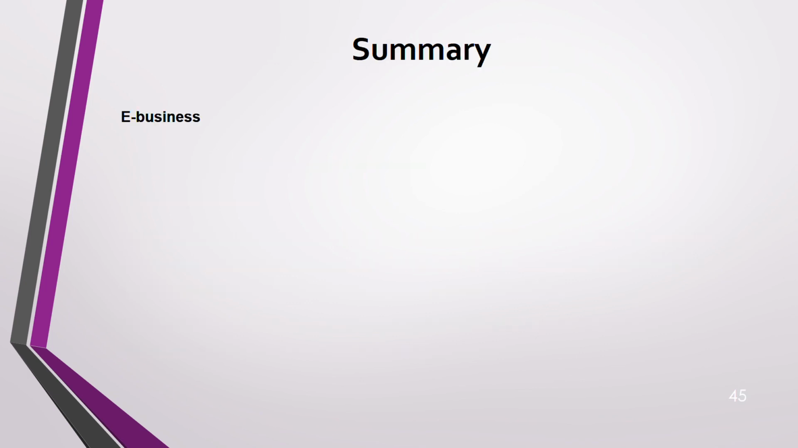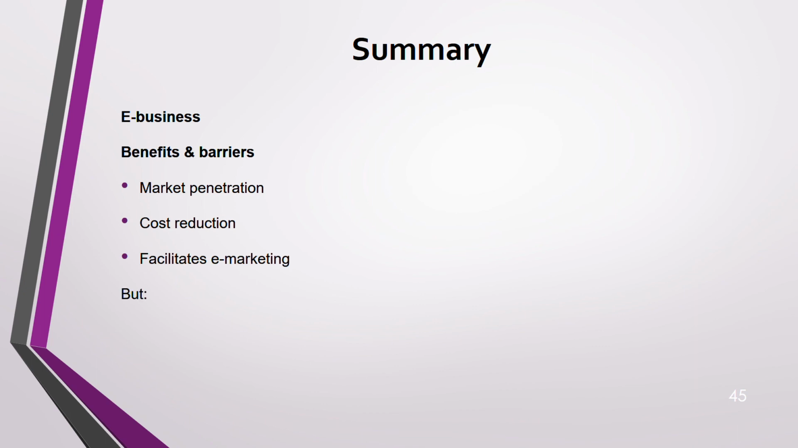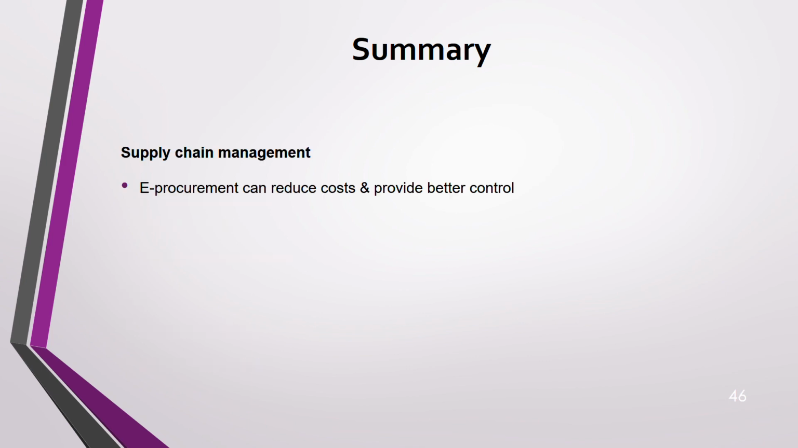Now, so that's it. Now we are going to summarize what we have gone through. E-business. We started with e-business. We went through the benefits and the barriers, that is market penetration, cost reduction, facilitates e-marketing. These are some advantages. Disadvantages are that it is expensive to set up and it requires new skills. Then we went through supply chain management, upstream, downstream, right? We went through e-sourcing, purchasing and e-payment. E-procurement reduces cost and provides better control. Downstream gives better information to customers.